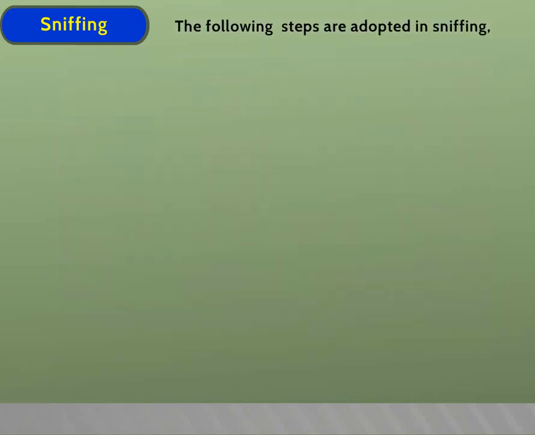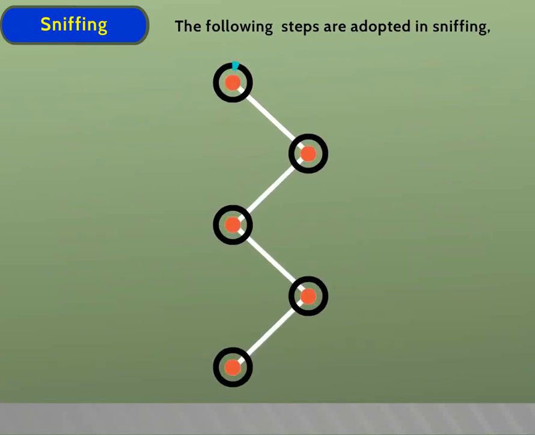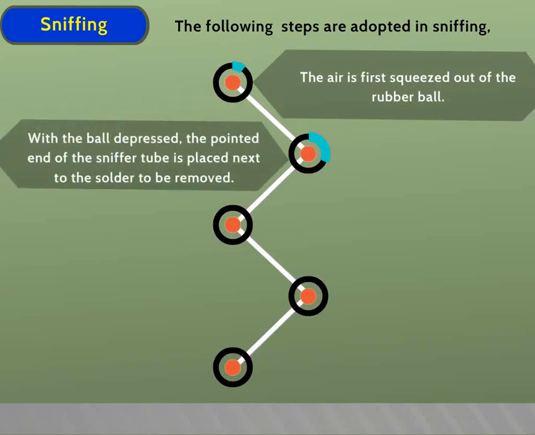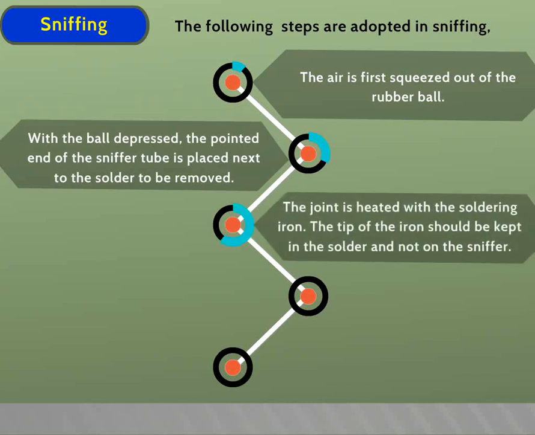The following steps are adopted in sniffing. The air is first squeezed out of the rubber ball. With the ball depressed, the pointed end of the sniffer tube is placed next to the solder to be removed. The joint is heated with a soldering iron. The tip of the iron should be kept in the solder and not on the sniffer.